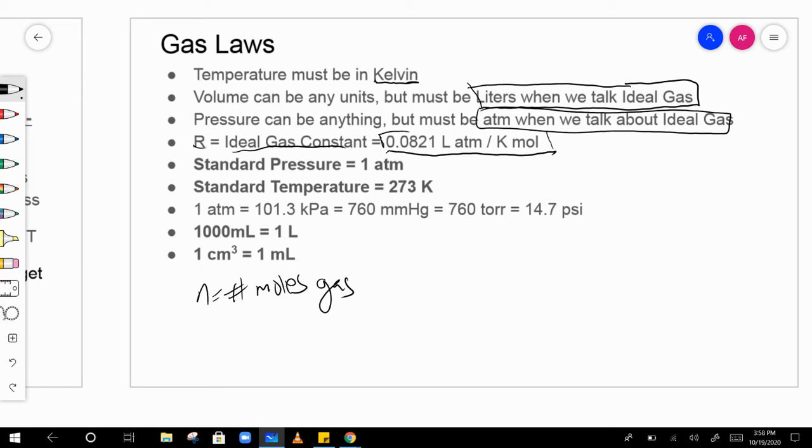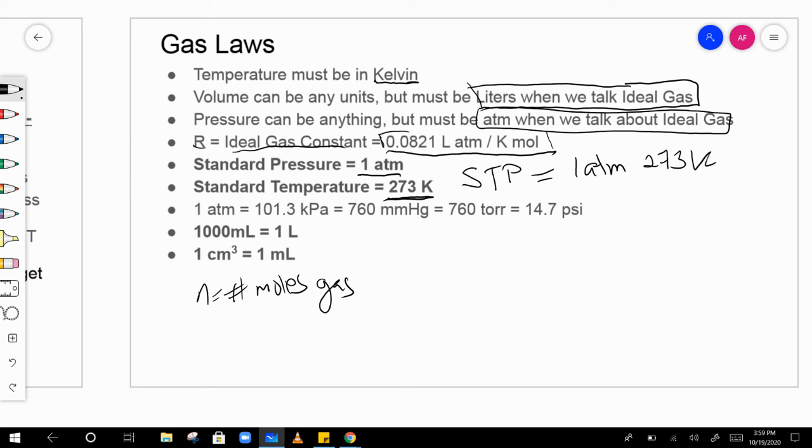Other things that we've got to know is that standard pressure is 1 ATM. Standard temperature is 273 K. You often see it written as STP, standard temperature and pressure. So standard temperature and pressure is 1 ATM and 273 K. Always keep that in mind.